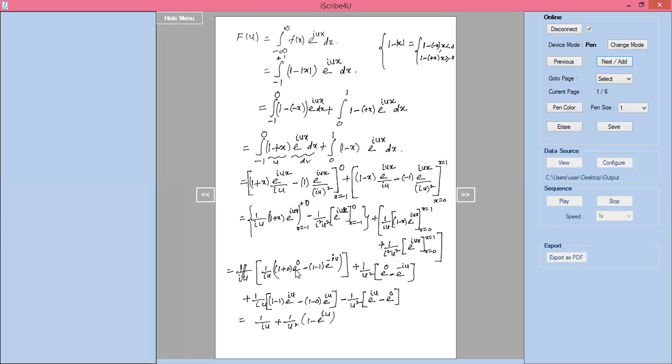Next term should be what? Minus e power iu. Next, we will see here, this is the third term, 1 by iu into 1 minus 1 should be 0. 1 minus 0 into e power iu is 1 e power iu. At that time we will get minus, third term should be minus 1 by iu into e power iu, minus 1 by iu into e power iu.